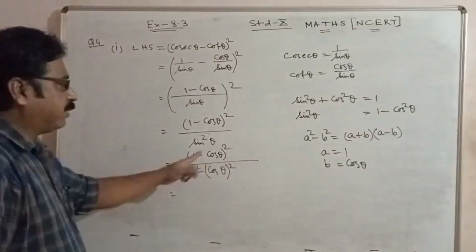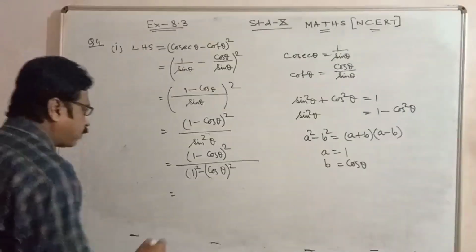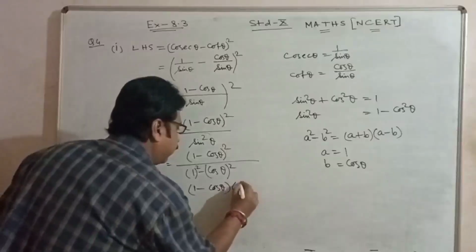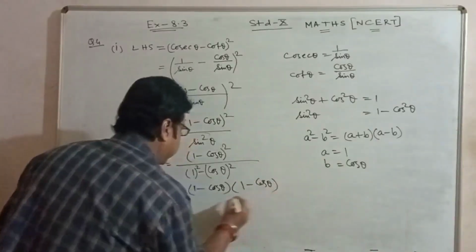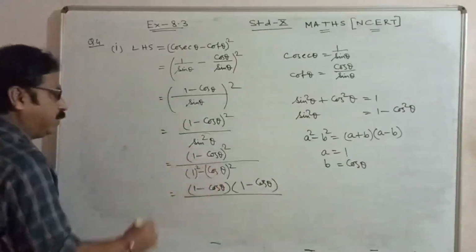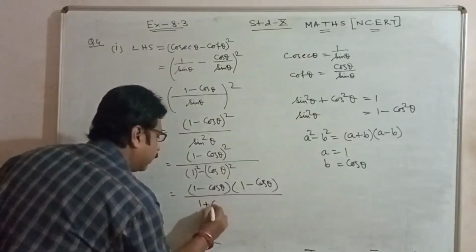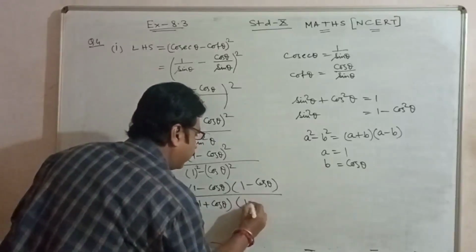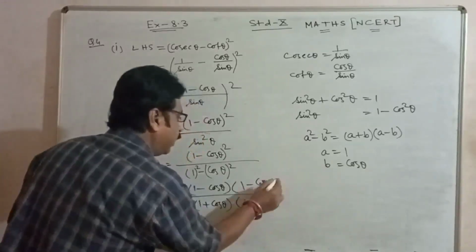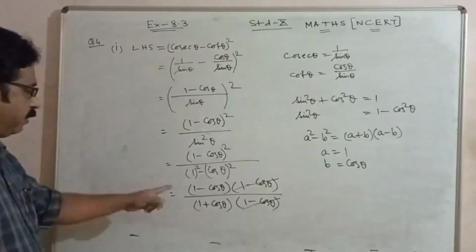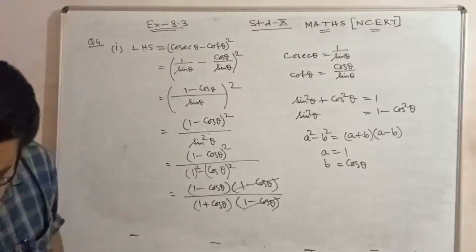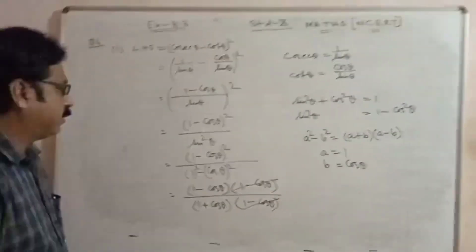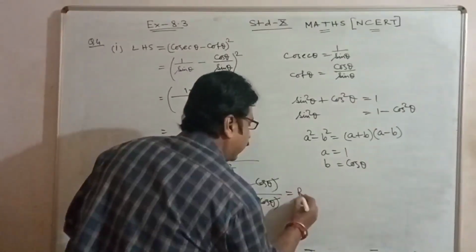Numerator 1 minus cos theta whole square means 1 minus cos theta into 1 minus cos theta. Denominator a plus b into a minus b: 1 plus cos theta into 1 minus cos theta. We can cancel. What is left? 1 minus cos theta upon 1 plus cos theta. We got right hand side. So you can write equals to right hand side.